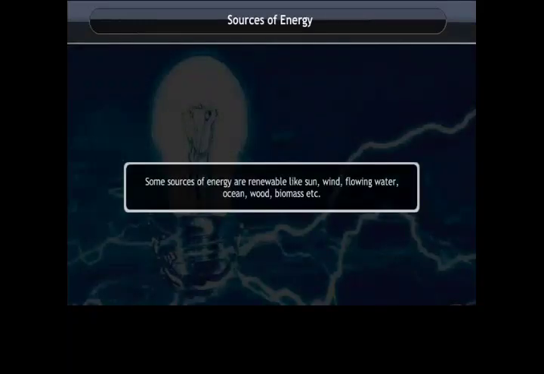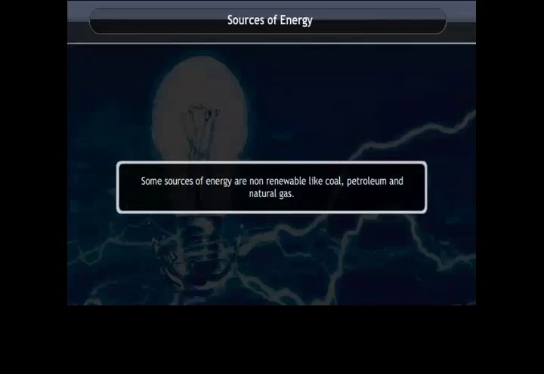Some sources of energy are renewable, like the sun, wind, flowing water, ocean, wood and biomass. Some sources of energy are non-renewable, like coal, petroleum and natural gas.